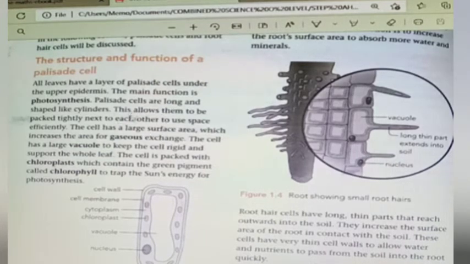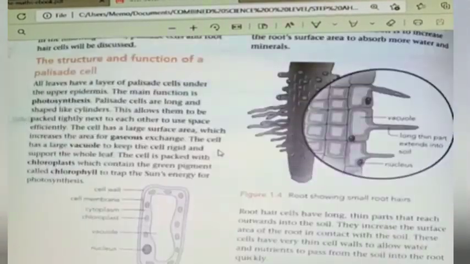Okay, and their structural adaptations are that they are cylindrical in shape, which means they can be packed closely together. It's very easy to pack them close together, thereby increasing the surface area for photosynthesis to take place. Another thing, they've got numerous chloroplasts, which contain chlorophyll, the green pigment that traps the sun's radiant energy that is needed for photosynthesis to take place.